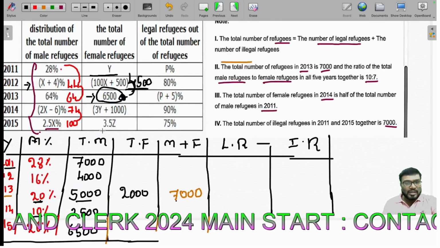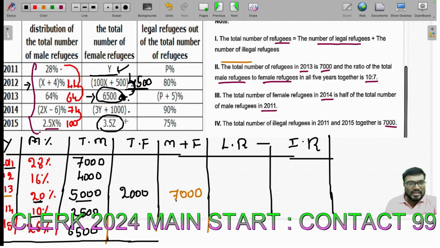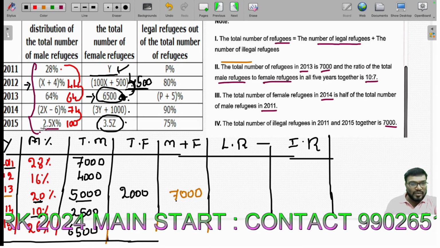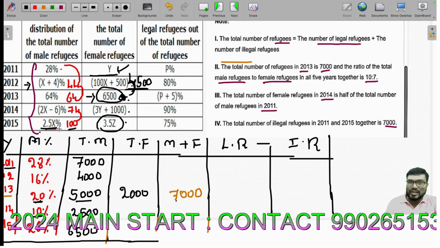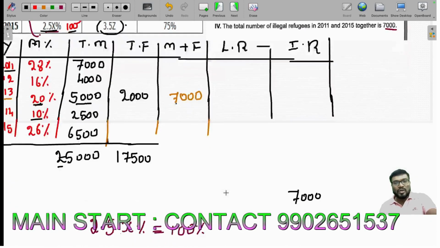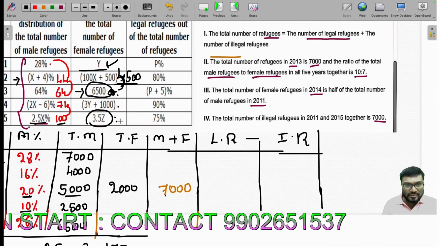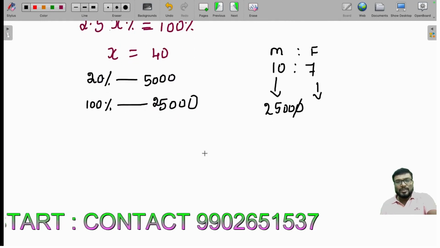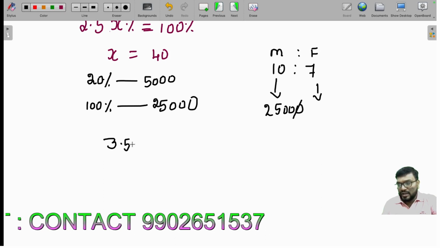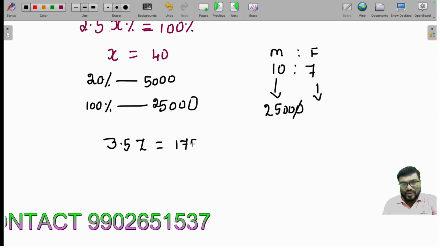We know this is the total value always. In cumulative, if I add all, it is equal to the last value. See, in the previous question also, the value you will get here is 100%, that is the total. Here also 3.5z is the total. In cumulative, the last value will be the total always. If I add all females, you will get it here. That is the cumulative meaning. Which means 3.5z is equal to 17,500.